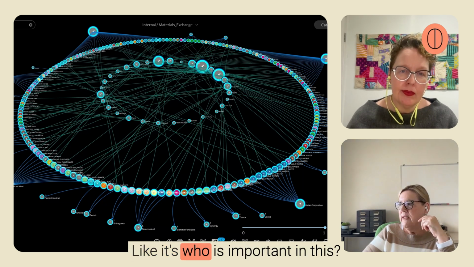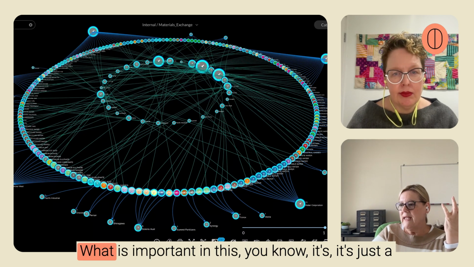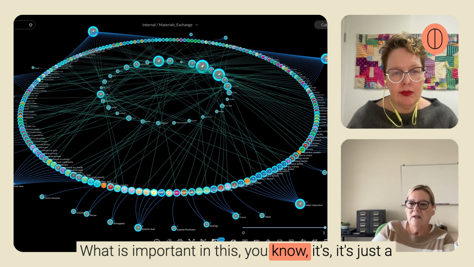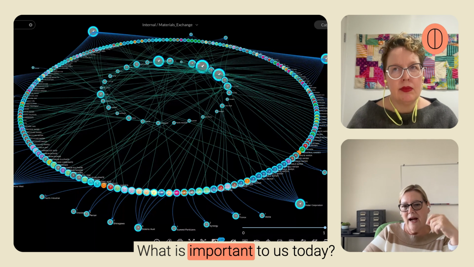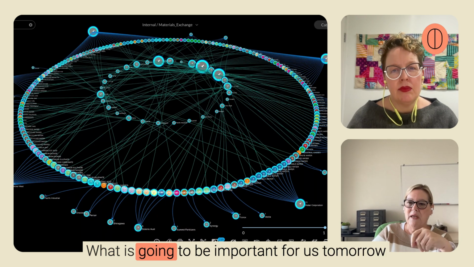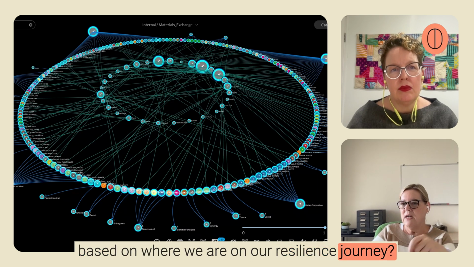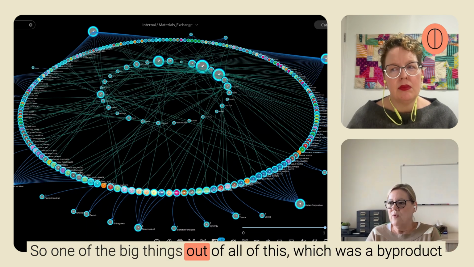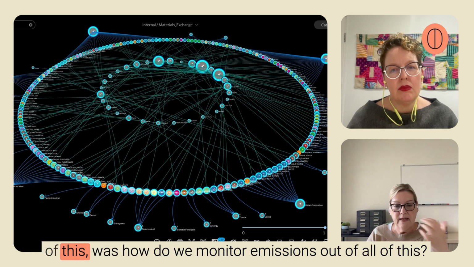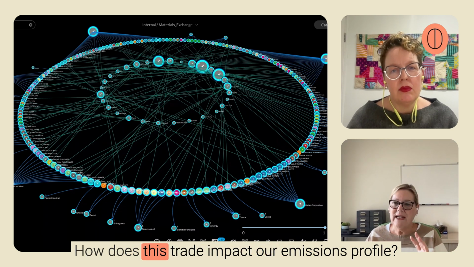Yeah. Like it's who is important in this? What is important in this? It's just a great way to start saying, what does this mean? What is important to us today? What is going to be important for us tomorrow based on where we are on our resilience journey, sustainability journey, ESG? So one of the big things out of all of this, which was a byproduct of this, was how do we monitor emissions out of all of this? How does this trade impact our emissions profile?